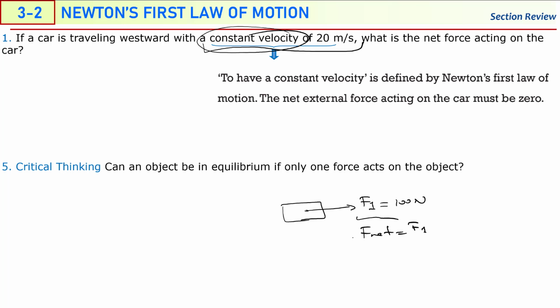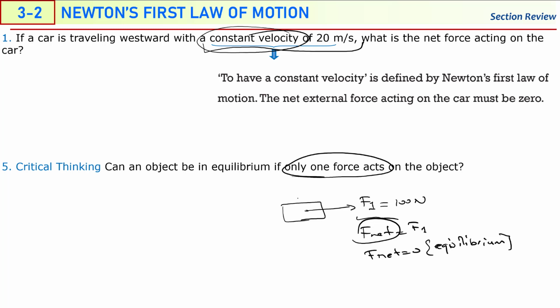If there's a net external force acting on the object, the object is not in equilibrium, because to put the object in equilibrium, you should make the net force acting on it equal to 0. This is the condition for equilibrium, more specifically translational equilibrium. So if only one force acts on the object, it is impossible to keep it in equilibrium. So the answer is: impossible.